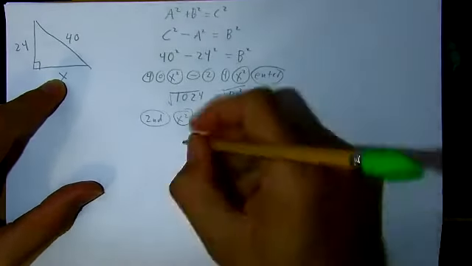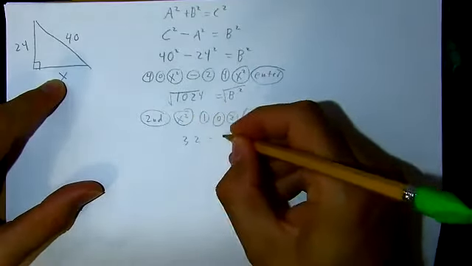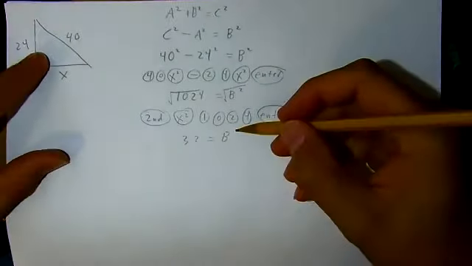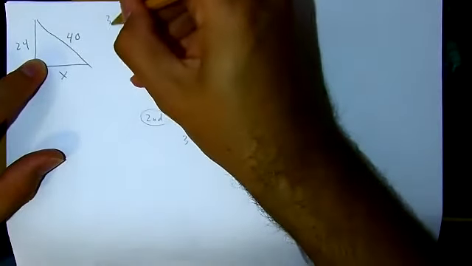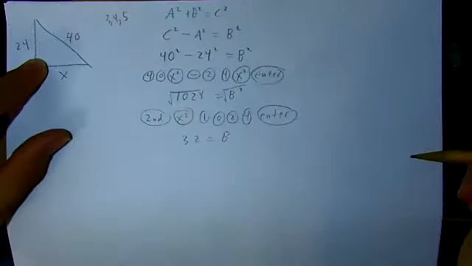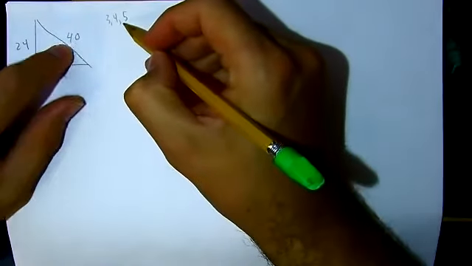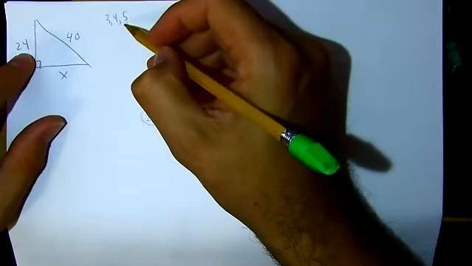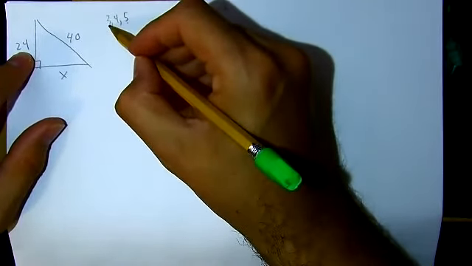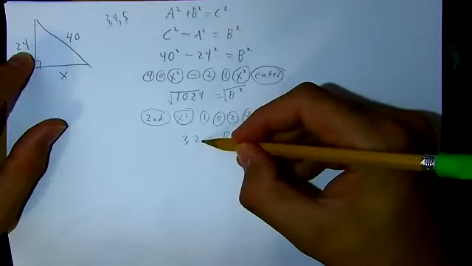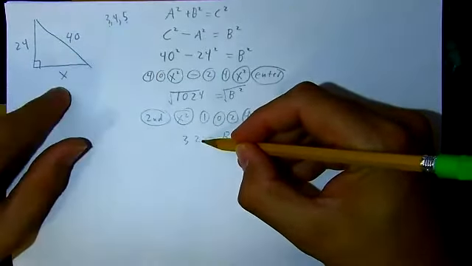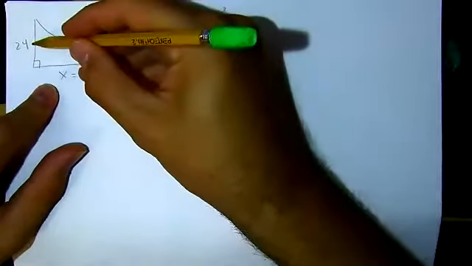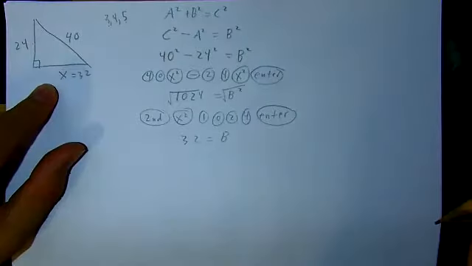And that will give you 32. Now, you may have noticed this, but probably not. This is actually a 3, 4, 5 triangle. So the hypotenuse is divisible by 5. It goes in there 8 times. 24 is divisible by 3. It goes in there 8 times. 32 is divisible by 4. It goes in there 8 times. So this is a 3, 4, 5 triangle.